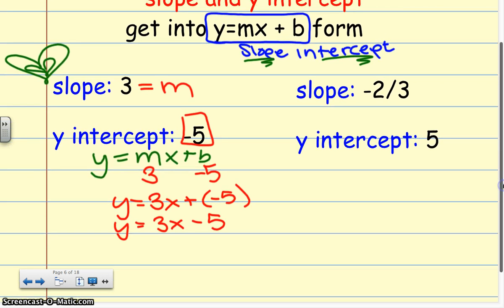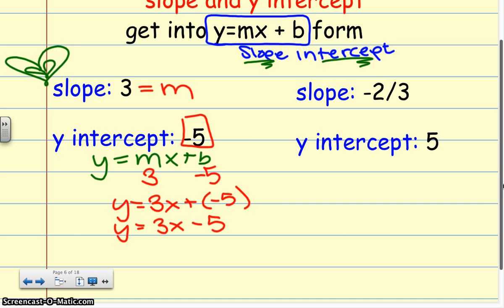The next one, we've got a slope of negative 2/3 and a y-intercept of 5. We want to write that into an equation.